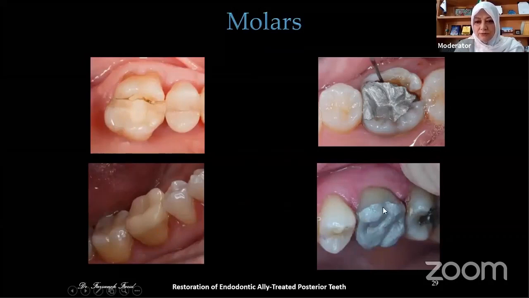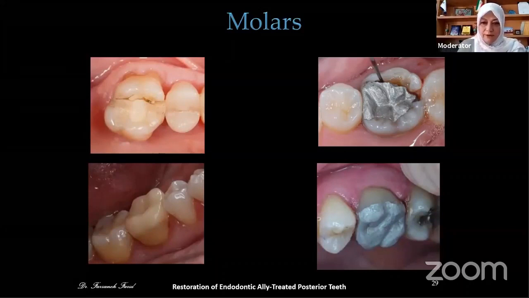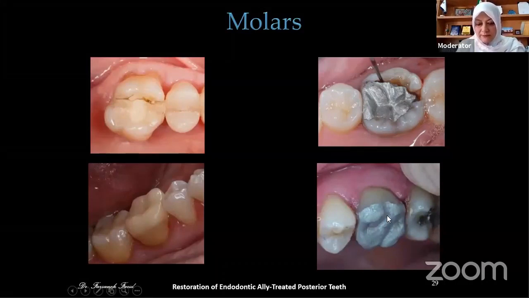Can we build up the tooth with direct restorative materials like amalgam? It's possible, but it is recommended to have full coverage over it after a while. It means that just an amalgam buildup is not the final restoration for the molars.